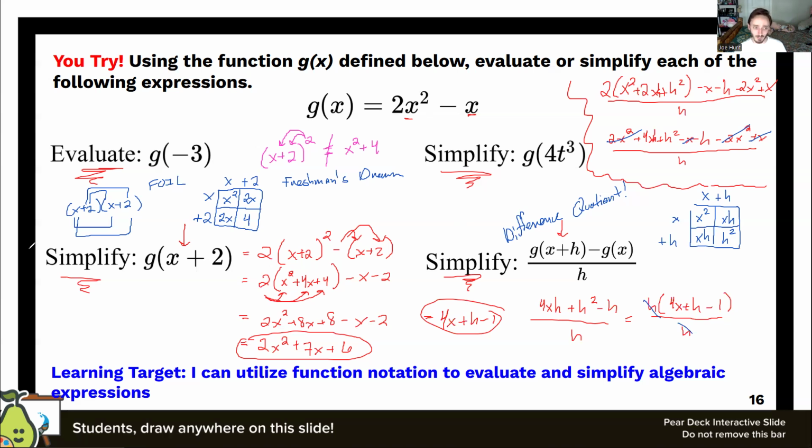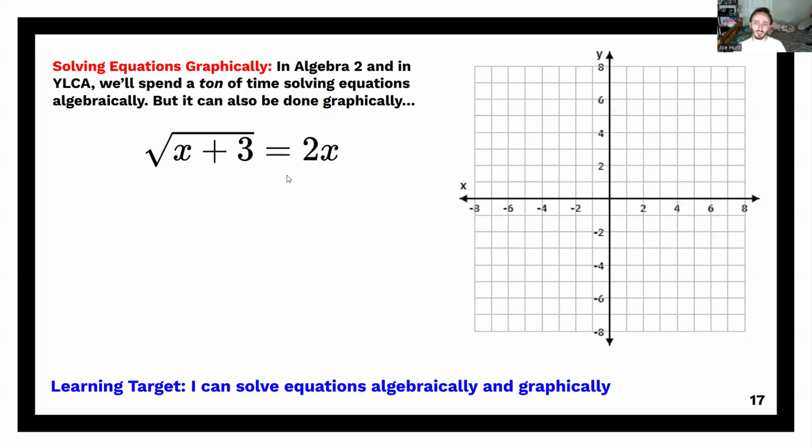So that may have seemed like a lot, and it certainly was, but that's how you proceed through that. What I want you to notice is that we've done just a lot of algebra review here, right? Now, the final thing for our lesson today is recapping solving equations, either graphically or algebraically.